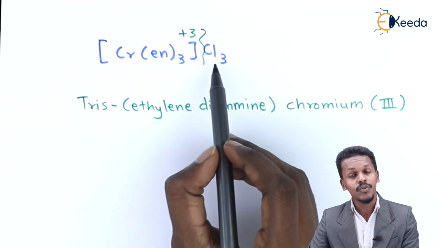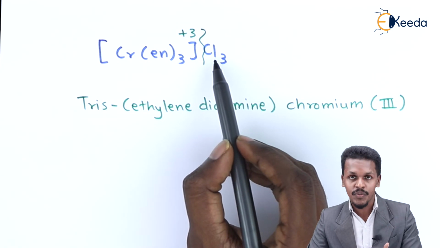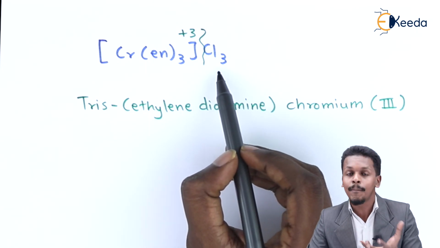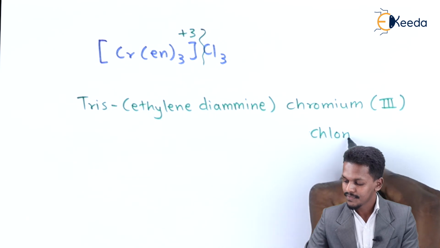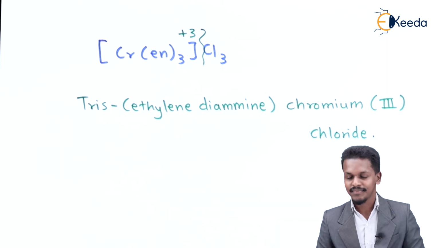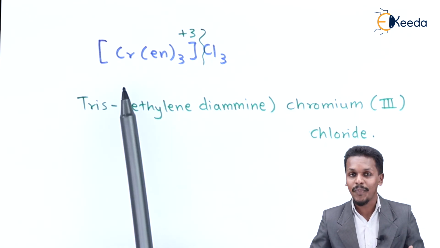And after that we can also find that the chloride ions are present in the outer sphere. But we will not write the number of chlorides, we will only write chloride. And that's it. So this is how basically we can give the nomenclature to such complexes.